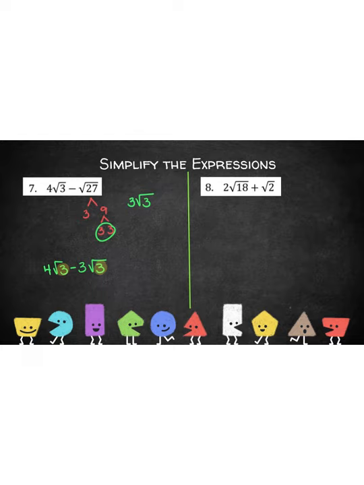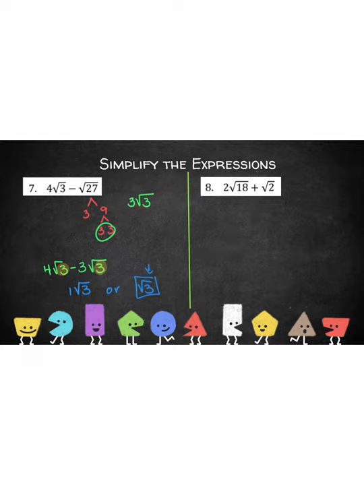So 4 minus 3 is 1, so I can say 1 square root 3, or I can just say the square root of 3. This is more common in math world, but if this helps you, if that 1 helps you to put it out front, you can do that one too. So we'll do that.